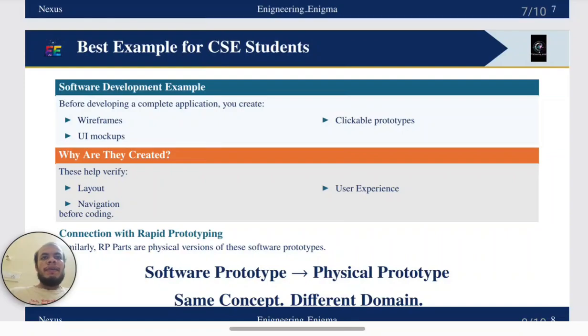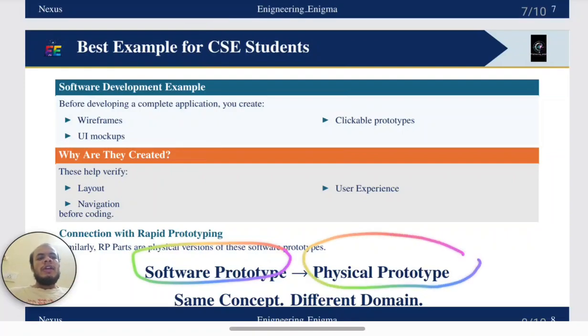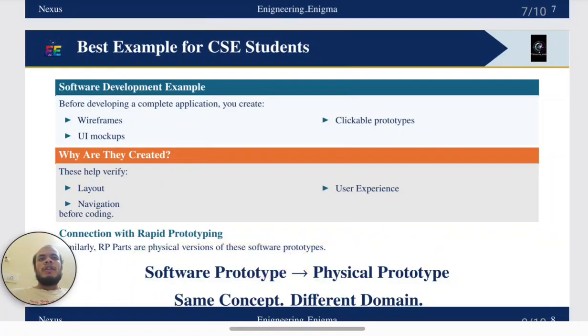So I've been given one example here. Suppose you are developing a mobile application. Do you immediately write thousands of lines? No, right? First you create wireframes, UI mockups, clickable prototypes. Why? Because you want to verify layout, navigation, user experience before coding begins. So now think carefully. What is a UI mockup? A software prototype. What is an RP part? A physical prototype. The idea is exactly the same. We call it a software prototype there, but in RP we call it a physical prototype. So a different domain. That's why I gave this example.